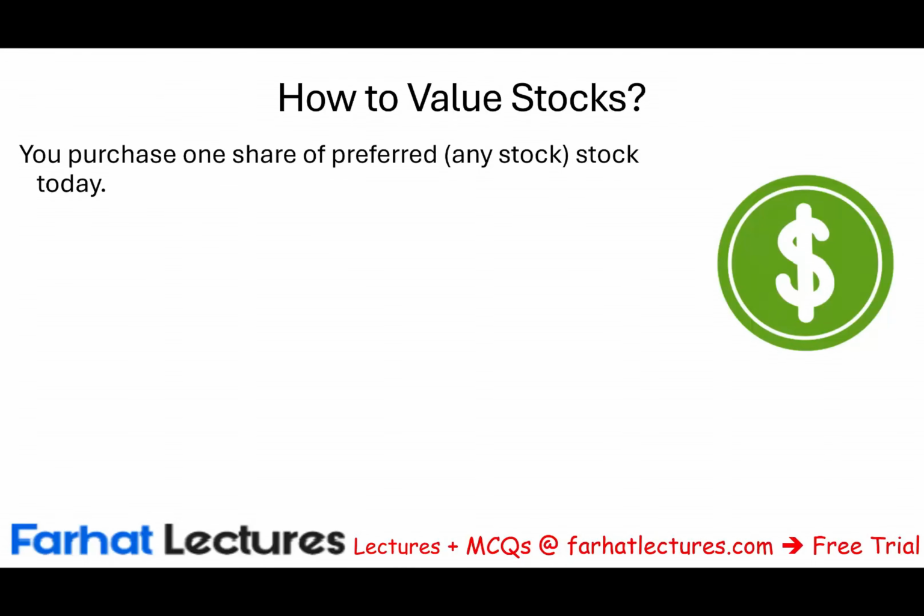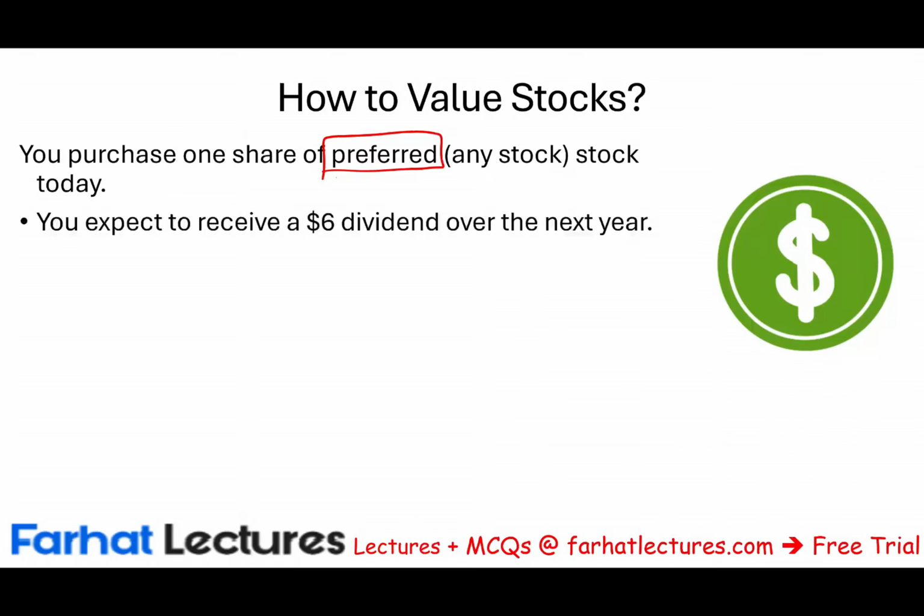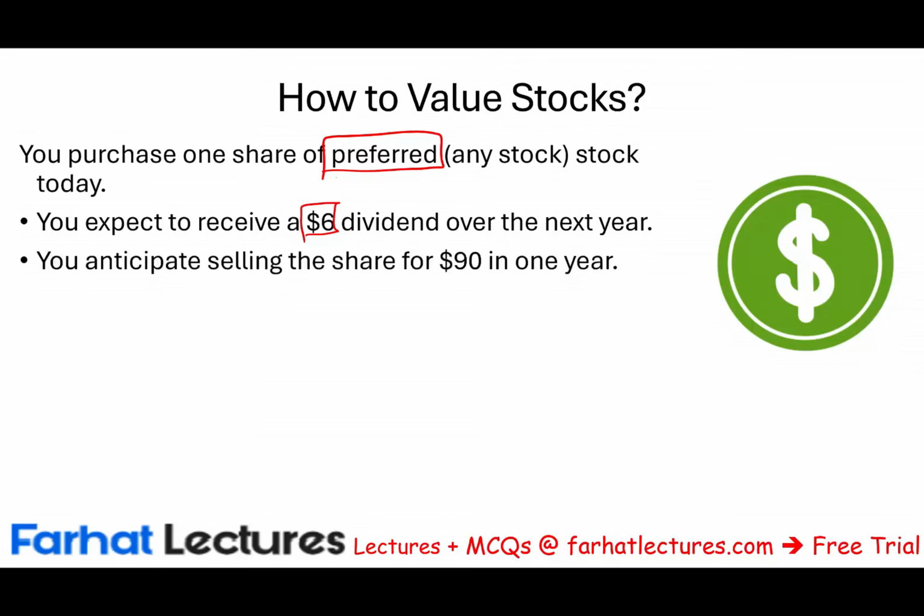Now, let's work an example illustrating what I just said to show you this in numbers and build on it. So let's assume you purchase 1 share of preferred stock or any stock. The reason I said preferred is to make the example realistic for the real world. Preferred stock, which we talked about, pays you a fixed amount. They work like bonds. They pay you a certain amount of money. So let's assume you expect to receive $6 over the next year. So this preferred dividend pays $6 per year, and you anticipate selling it for $90 1 year from now.